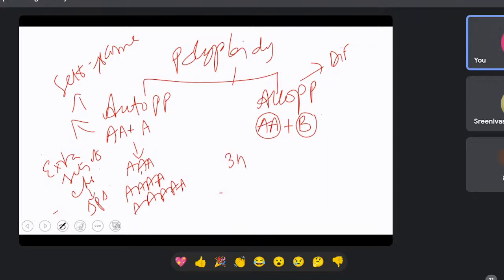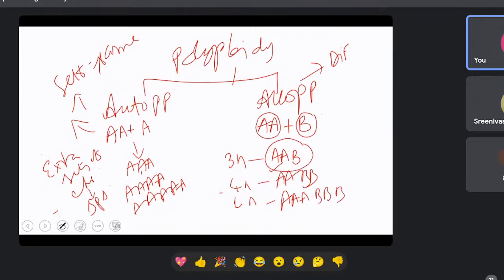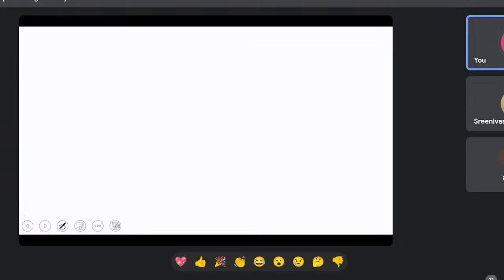Now there is an individual 3N, triploid individual, where two sets belong to one species and the third set belongs to another species. And there is a 4N, AABB, and there is a 6N, AABBB. So when the extra set belongs to another species, then it is called as an allopolyploid. Okay, extra set ఏదైతే వచ్చిందో అది వేరే జాతికి చెందిందైతే అప్పుడు దాన్ని ఏమంటాం అల్లోపాలిప్లాయిడ్ అని అంటాం.